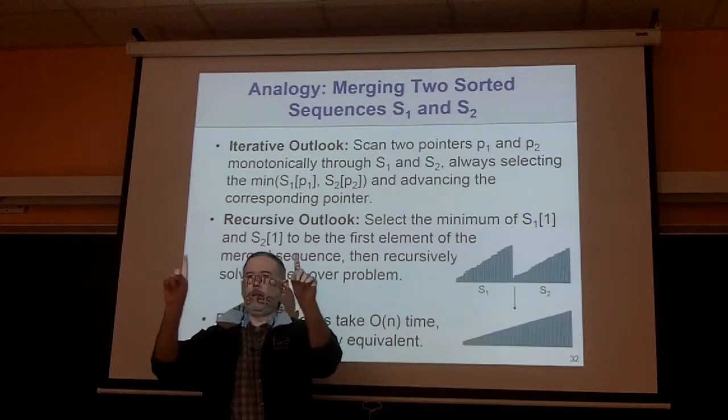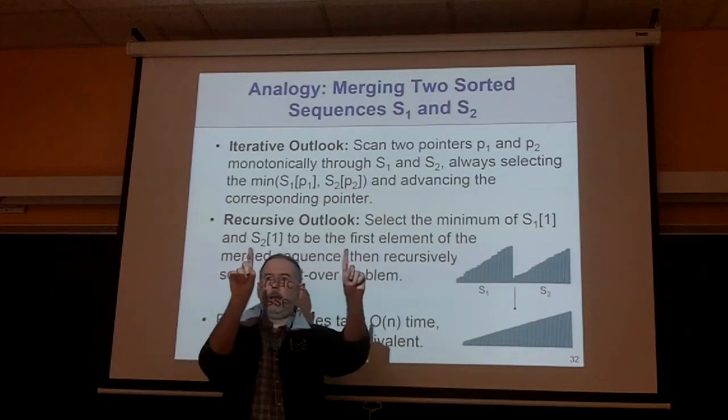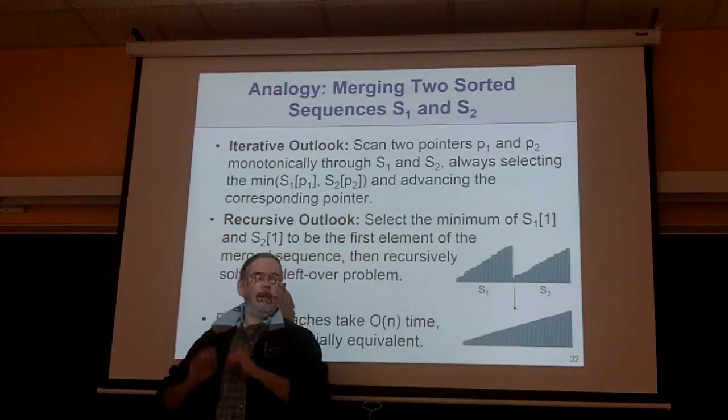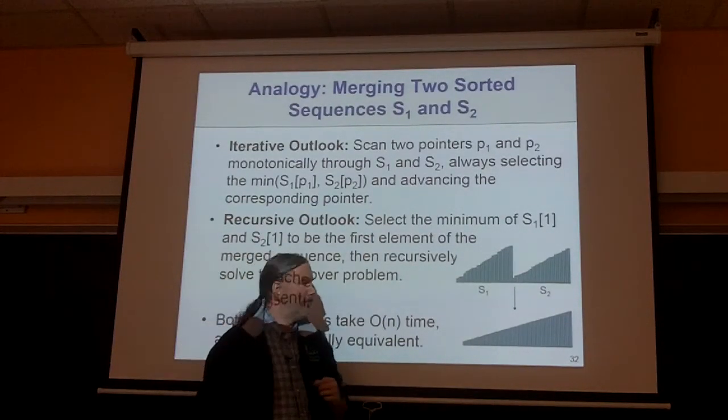So you're kind of just iterating, almost like with a for loop or a while loop, with these two pointers that kind of monotonically trace down the two arrays, and you're always taking the min of the two things and putting it next, all right? That's kind of a loop-based way of thinking about merging, all right?